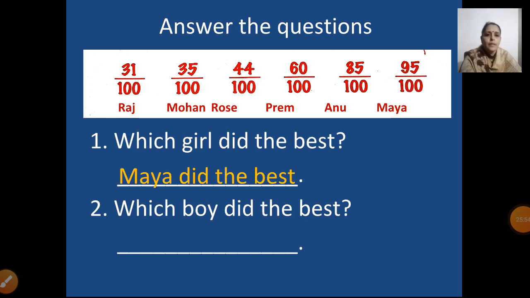Which boy did the best? Now look at the boys. Who are the boys? Raj, Mohan and Prem. Raj has got 31. Mohan has got 35 and Prem has got 60. So who is the highest among the boys? Prem. So Prem did the best. Done? Let's go to the next.